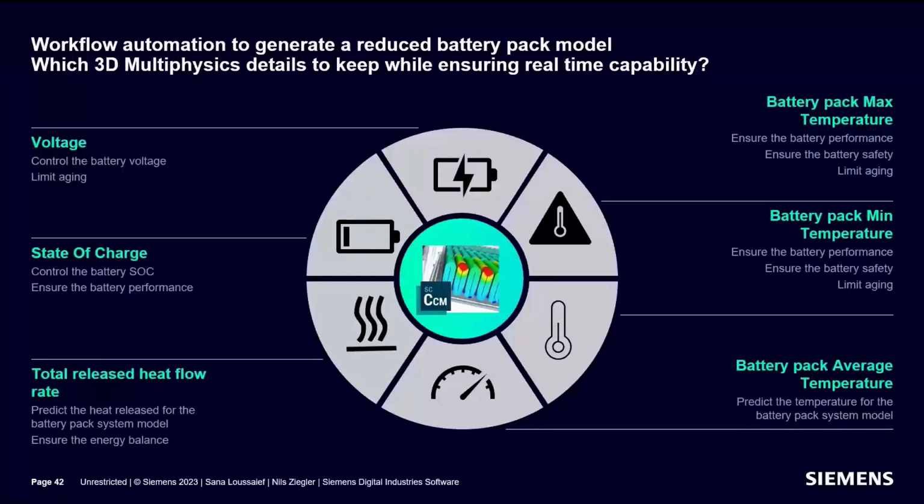Moreover, we want to predict the battery pack average temperature, which will be used as an input for the battery pack system model, which is a lumped model. We also want to control the voltage and the state of charge and keep predicting the total heat flow rate released from the cells. Because when you integrate the system, this heat will be released in the coolant loop. So we want to ensure the system energy balance.